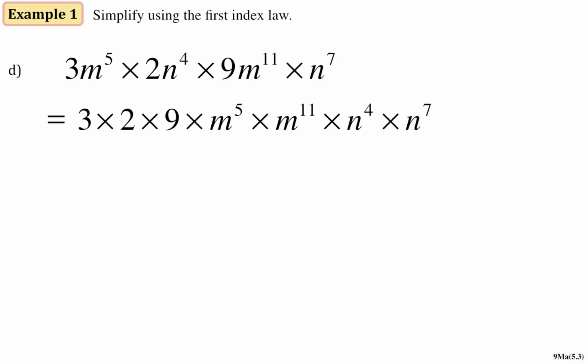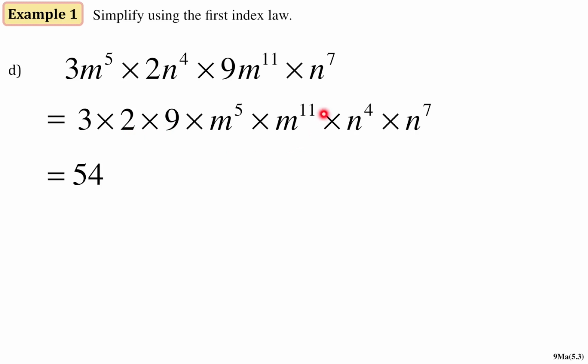Normally we would not write this. Normally we just think it, and we go 3 times 2 times 9. Now if I look at this, 3 times 2 times 9, calculator, or if you can do it in your head, fantastic. 3 times 2 is 6, 6 times 9 is 54. So we get our 54 there.